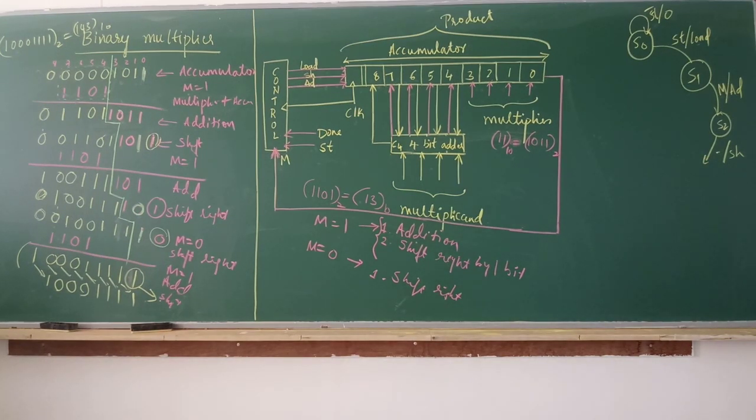So that is the reason I have put a dash here. What is the meaning of dash? If M is 1, add and shift continuously. In a sequence it gives out. So first add, then shift. Let me call this state S3.